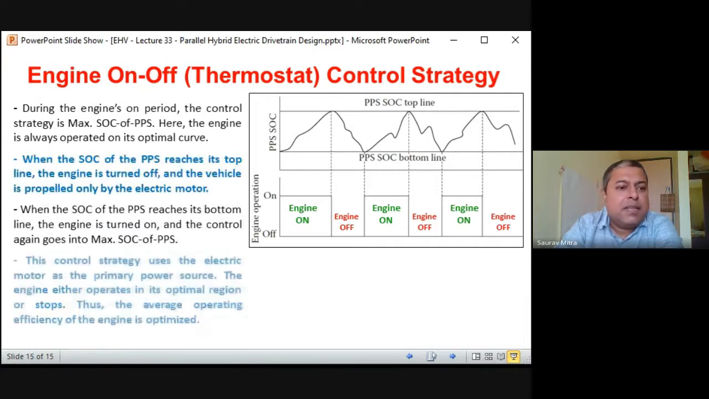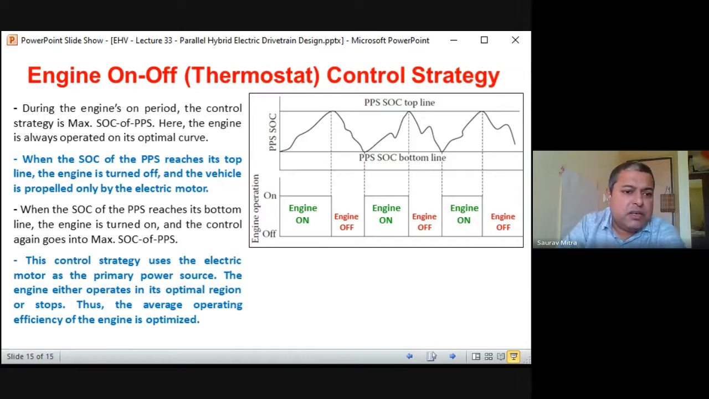It says that during the engine on period, the control strategy is max SOC of PPS. So when the engine is on, it tries to take the PPS to max SOC. This top line is the max SOC. Here the engine is always operated on the optimal curve. So the engine is not stretched too much. It is working in the optimal part. When the SOC of the PPS reaches its top, so this slide is more about the overall explanation. The previous slide was more about the introduction to this method.